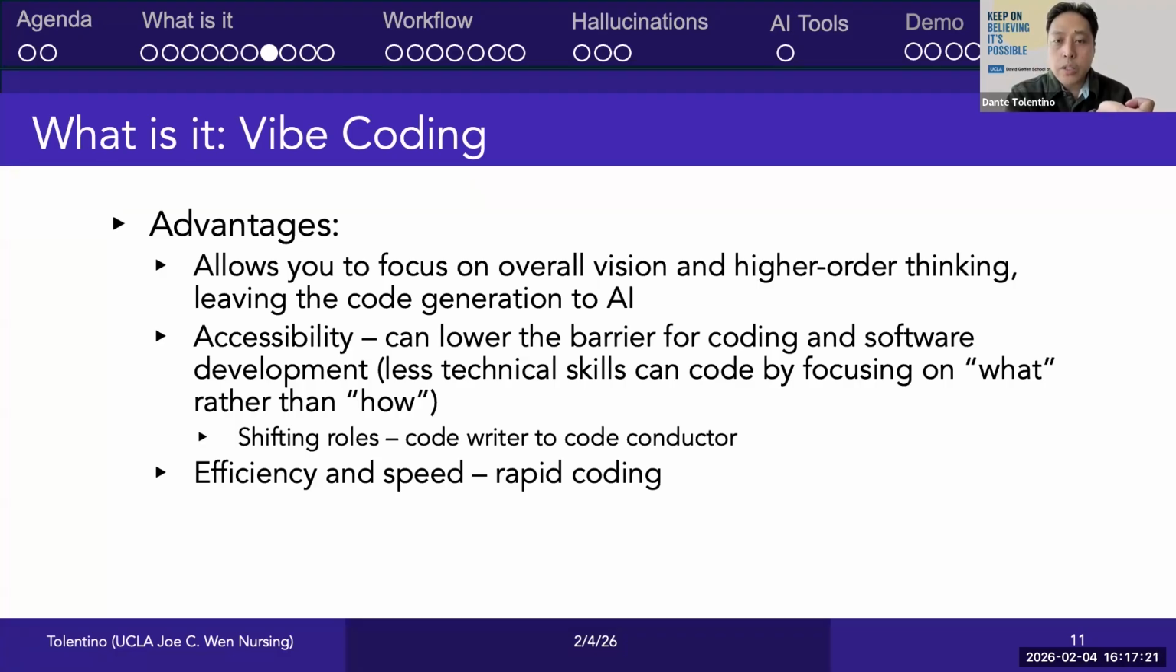One, it allows you to focus on this overall vision of your research, and do more of that higher order thinking, leaving the code generation to AI. In terms of accessibility, it can lower the barrier for coding, where you delegate a lot of the technicalities of coding to the AI and you focus more on the what of your research rather than the how.